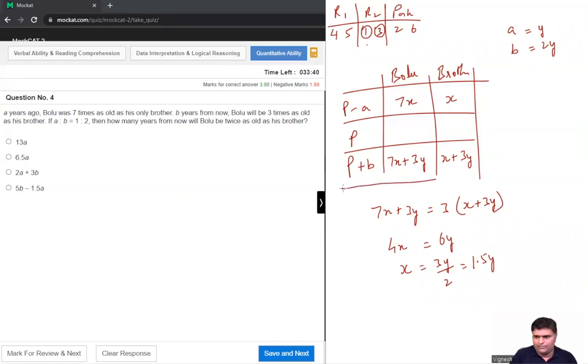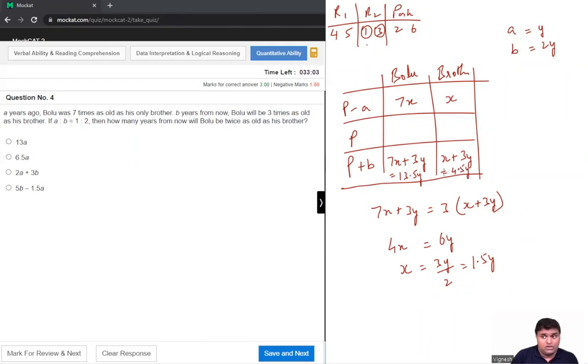Yes, all of you? So what is 7 into 1.5? Seven into 1.5 is going to be 10.5. 10.5 plus 3 is 13.5y. Is that correct? Okay, sure. And x plus 3y is going to be 1.5 plus 3, which is 4.5y. Correct?